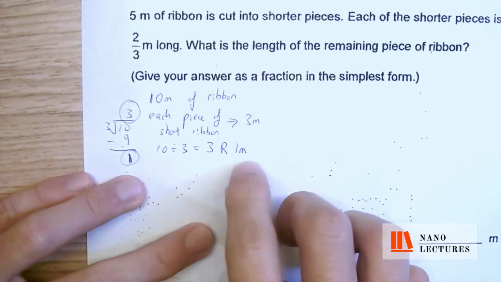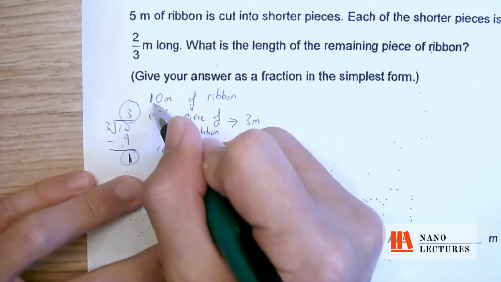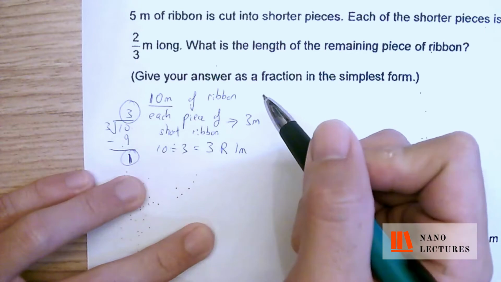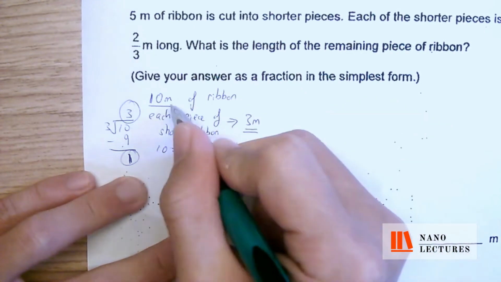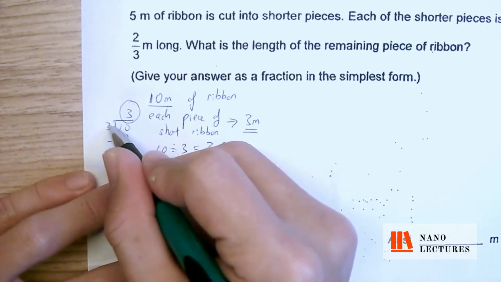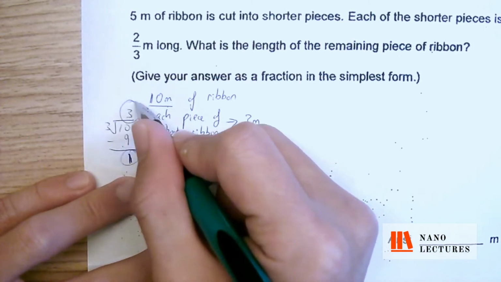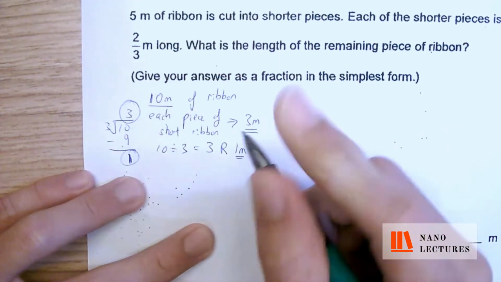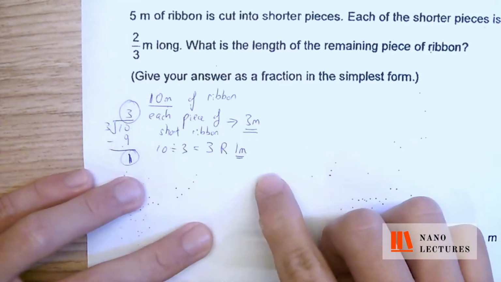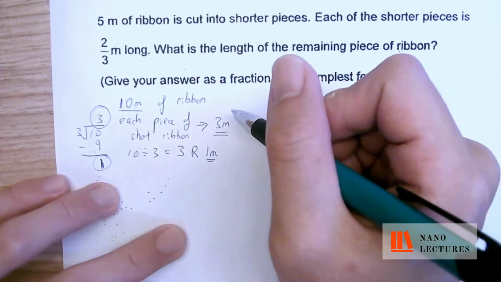So from here, I repeat, if I have a 10 meter long ribbon, I want to cut it into short ribbon of 3 meters each. I take 10 meters divided by 3, and I found out that I can cut 3 full length 3 meter ribbons, and I'm left with 1 meter, not 1 ribbon, 1 meter. Now, from this analogy, I'm going to do this question.